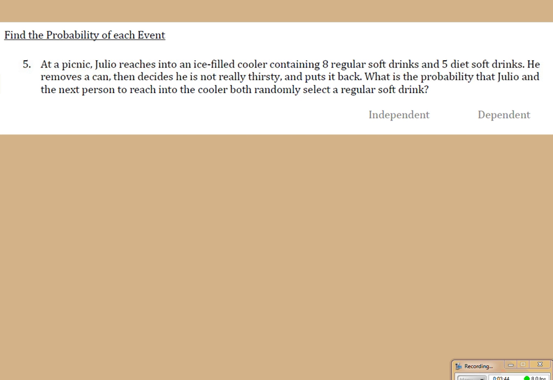So at a picnic, Julio reaches into an ice-filled cooler containing 8 regular and 5 diet soft drinks. He removes a can, then decides he's not really thirsty. He puts it back. What is the probability that Julio and the next person to reach in the cooler both randomly select a regular soft drink? Well, now, this is going to be independent, and here's why. He puts it back. Putting it back is like Julio was never there, okay?